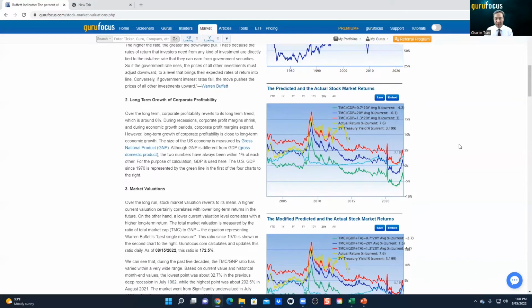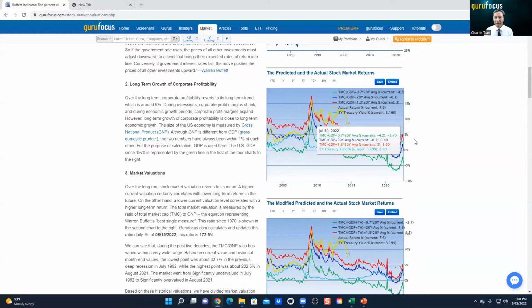If we look here, we have three kinds of scenarios: the red curve, the blue curve, and the green curve. The red curve is where the market return will be if we are extremely optimistic.